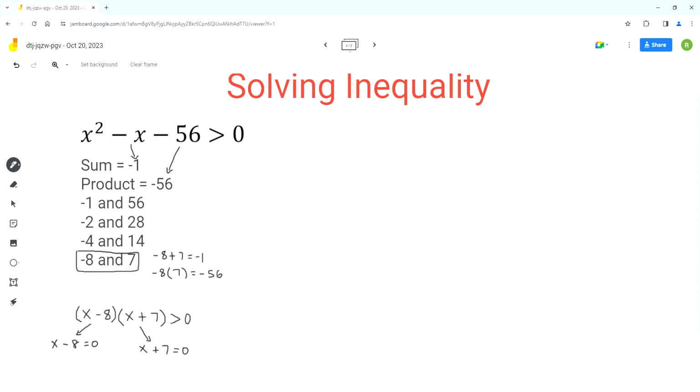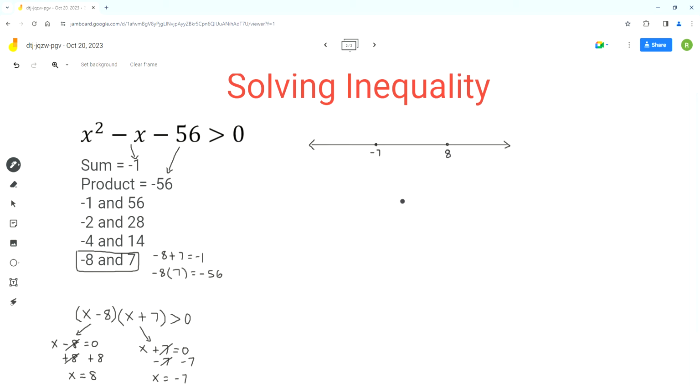So for the first case, we add 8 to both sides. So the 8's on the left side cancel each other out, and we get x equals 8. And for the other one, we subtract 7 from both sides because we have to isolate x. So x equals -7. So these are the two zeros, and now we'll use the number line method to solve this inequality. So the first step is to draw the number line, and on the number line we'll show these two zeros. Now we'll show -7 on the left side because it's a smaller number compared to 8.